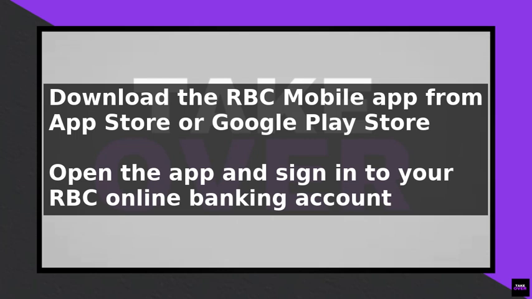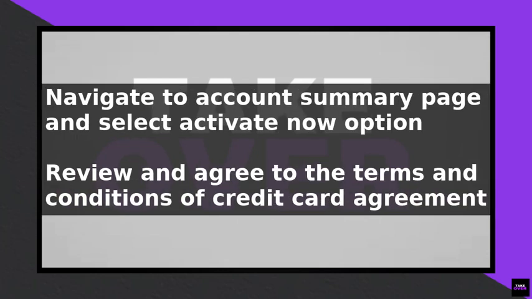Once you have the app, open it and sign in to your RBC online banking account using your client card or username and password. If you are not yet registered for online banking, you can register through the app by following the prompts. After signing in, navigate to the account summary page, where you will see a list of your RBC accounts, including your credit card. Locate your new credit card and select the Activate Now option.